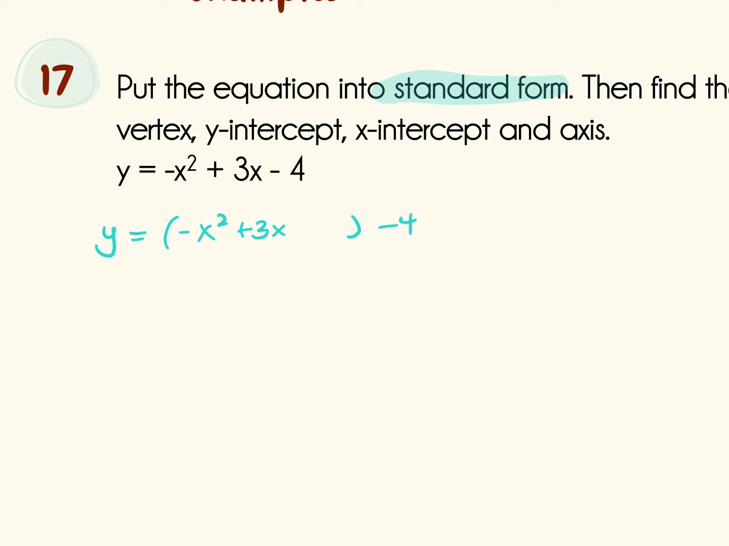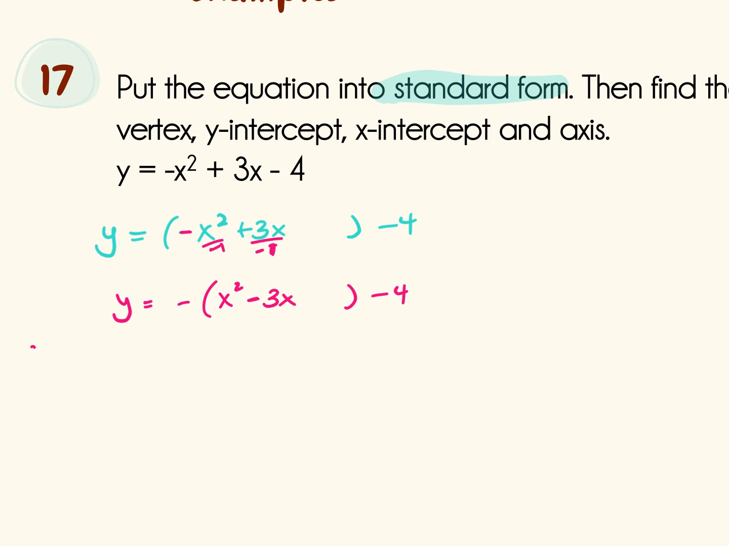Bump the 4 with the negative on the outside. Now there's a negative on the front here, so I have to take that out. It's got to be a positive 1 at the front. So when I take out a negative off the x squared, it would also come off of the positive 3, which means this becomes negative 3x.